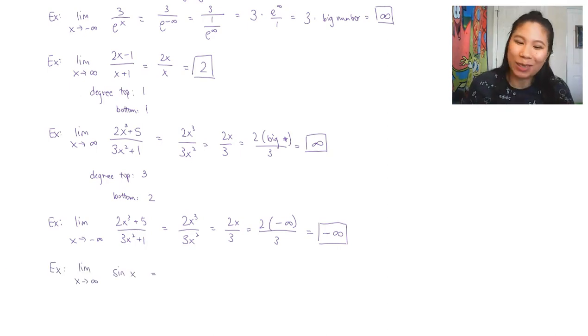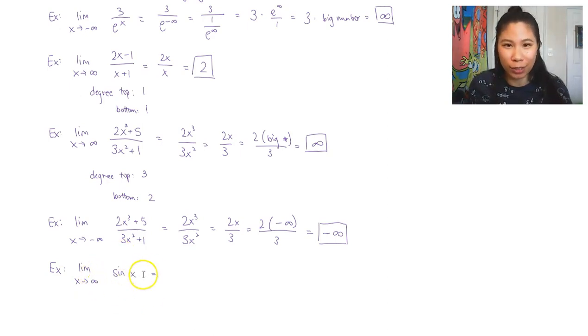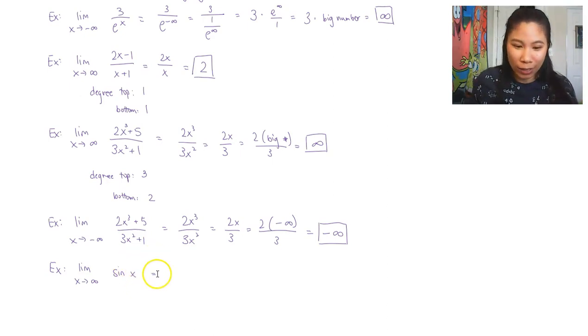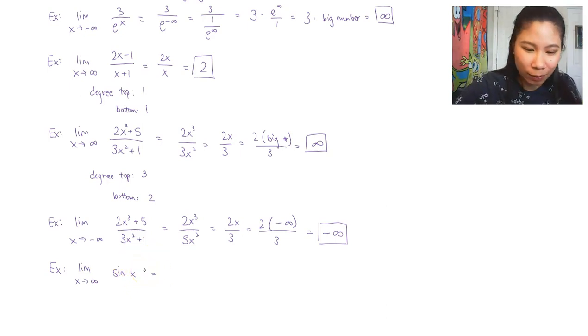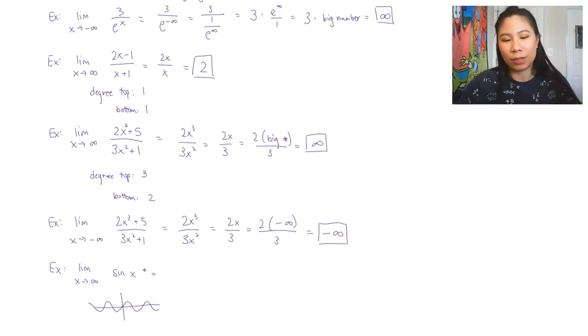All right, let's do another example. This time I have the limit as x approaches infinity of sine x. Notice how this time I don't have a rational function. There's no fractions here, it's just sine x. So for this one, think about the graph of sine x. If you were to graph it out, this is the one where it does the wave all the way forever and ever.